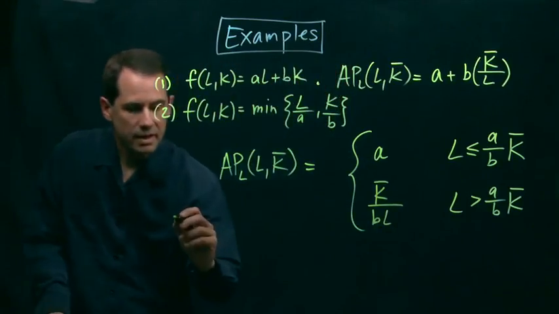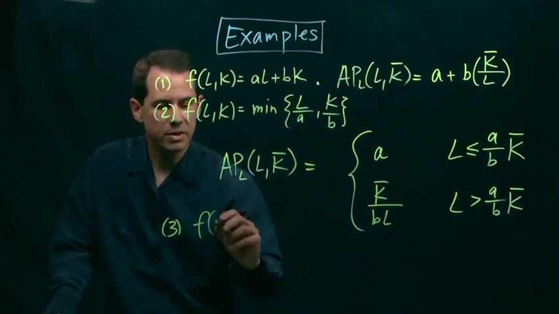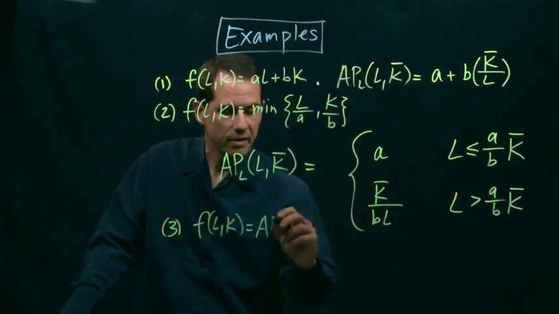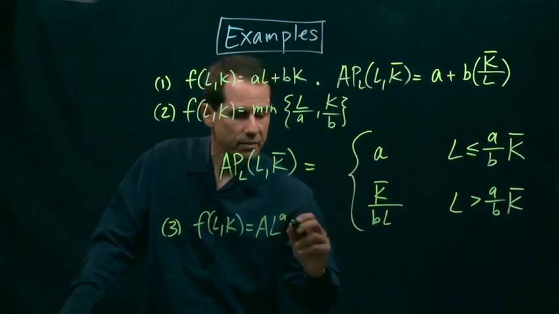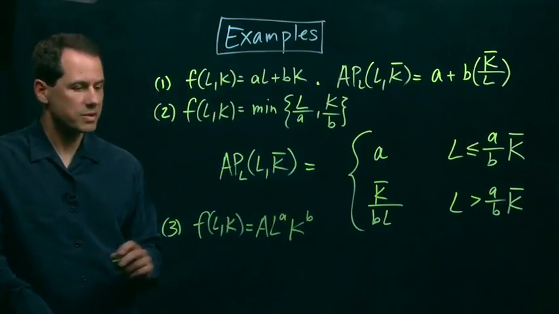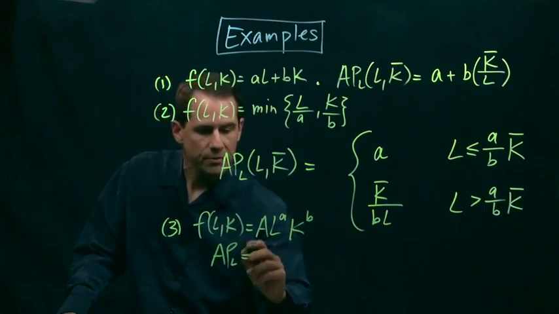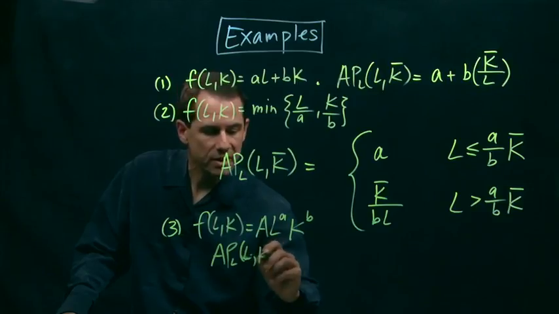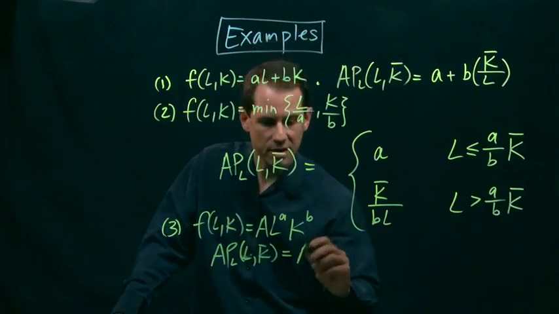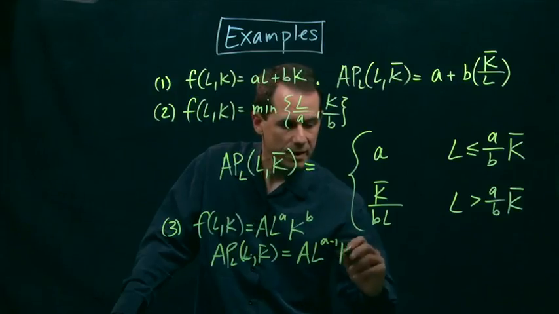Now the third case is the Cobb-Douglas form. Remember, the Cobb-Douglas production function has F of L, K equaling capital A, L to the little a power times K to the little b power. And this one's very straightforward. The average product of labor here, as a function, of course, of L holding K bar fixed, will be equal to this thing divided by L, which is A, L to the little a minus 1, K to the little b power.